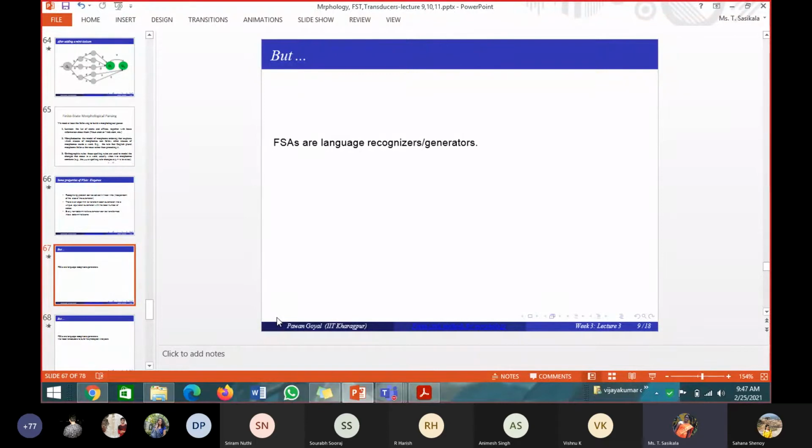Remember, different morphological analysis is there. Like we have to do lemmatization. What is lemmatization? Finding the lemma. We want to find it for the word boys. For the word boys, what is the lemma?